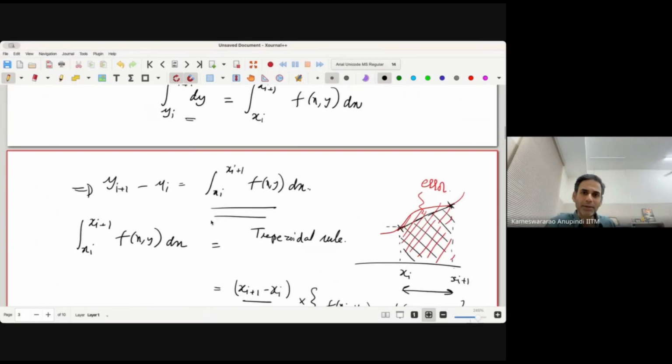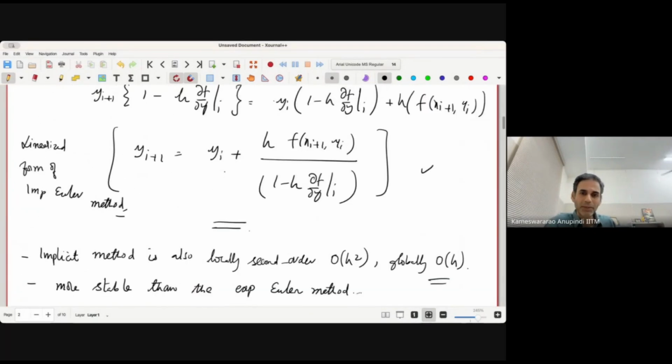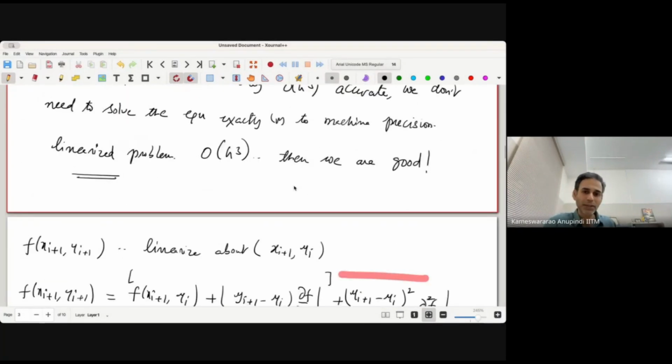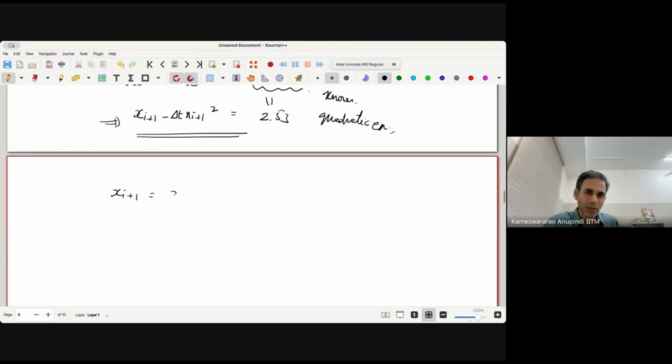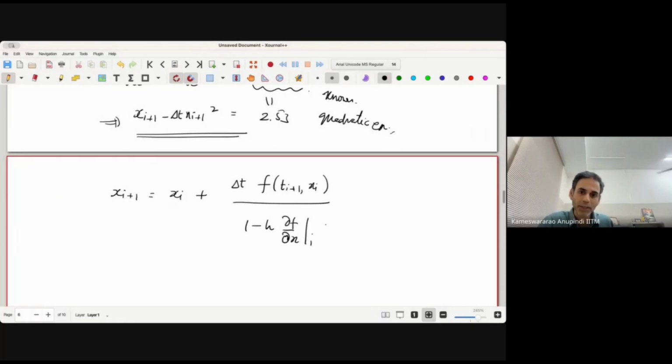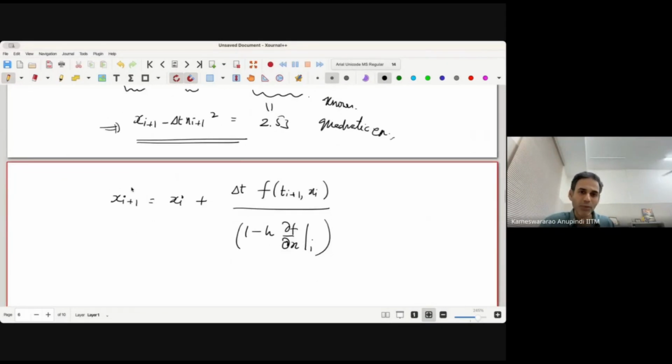We have y_{i+1} = y_i + h times f of (x_{i+1}, y_i) divided by 1 minus h times partial f partial y. So the linear version we have is x_{i+1} = x_i + h, that is delta t, times f of (t_{i+1}, x_i) divided by 1 minus h times partial f partial x at i. That is the formula we have in terms of x and t. Then we can apply this formula.